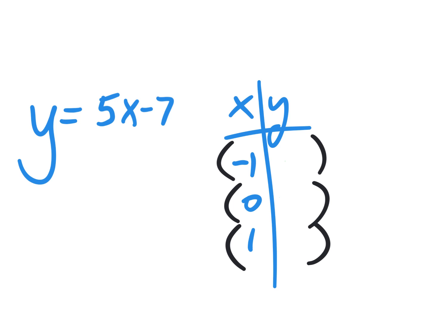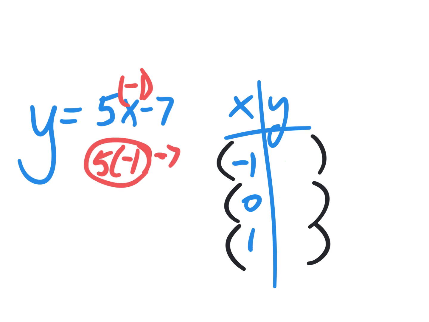All right. I would love for you guys to put -1 in this, and I always put it in parentheses. So it's 5 parentheses -1 minus 7. You got to be able to do this stuff in your head. That's -5 minus 7. That's -12. Raise your hand if you had -12. Okay, good. You're on the right track then.